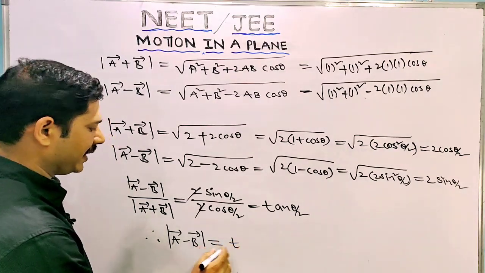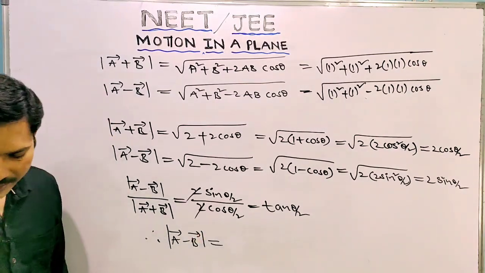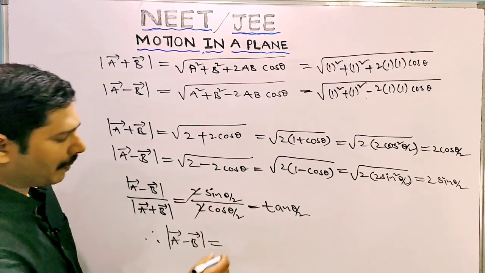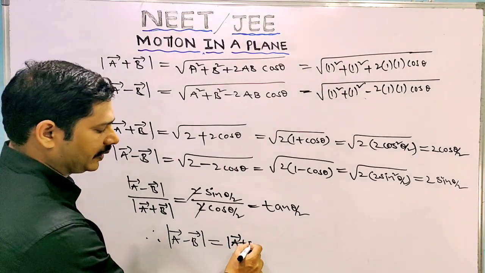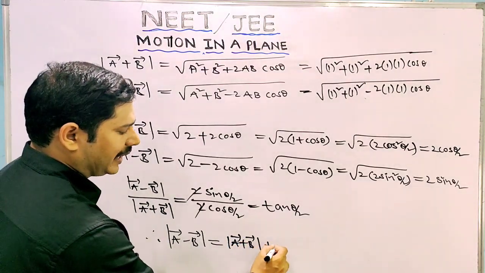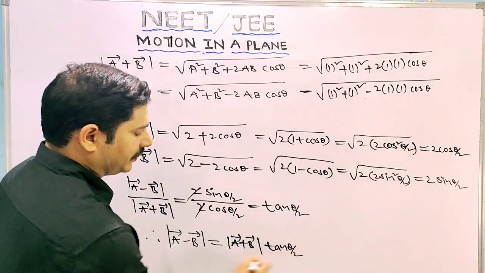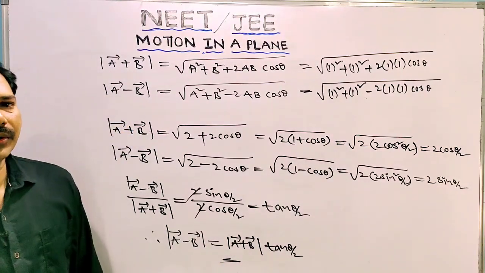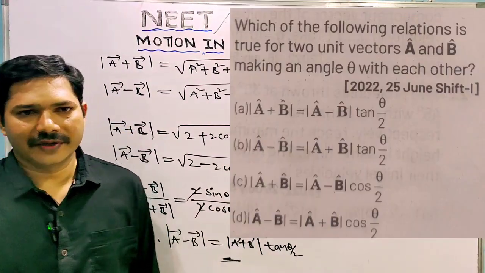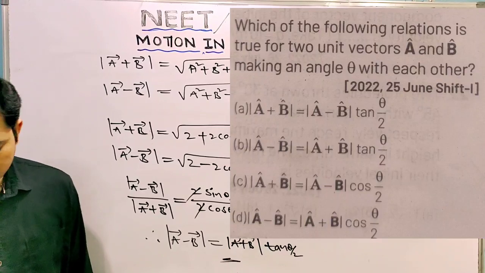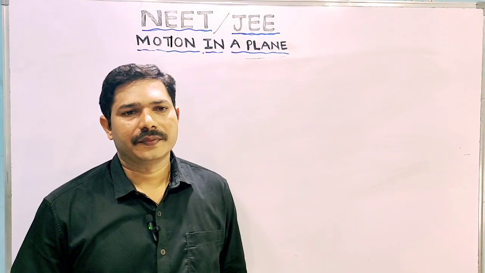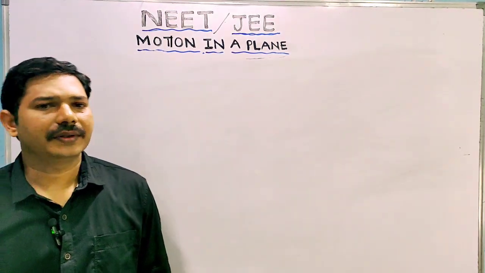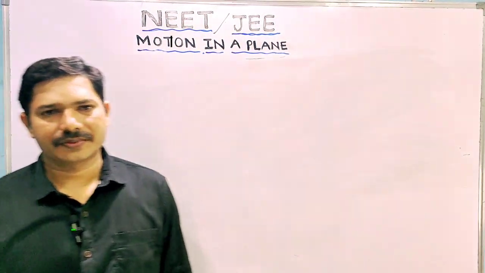So therefore mod of A bar minus B bar equals, according to the options, mod of A bar plus B bar, this one I am sending this side, into tan theta by 2 is the answer. Which option is correct? You can observe the second option is correct. A similar one was asked in 2021.